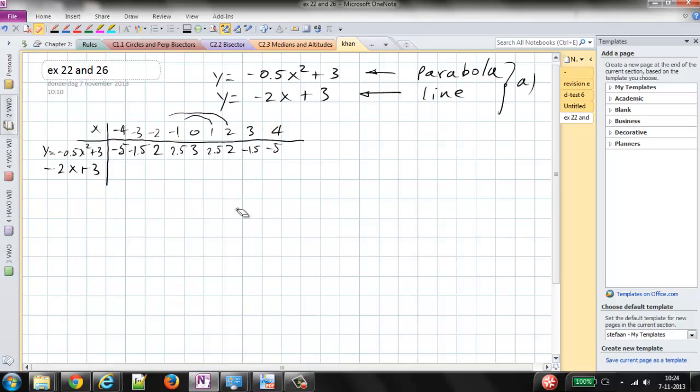I'm just going to erase this bit. Now I'll do the line. I've got minus 4 times minus 2 is 8 plus 3 is 11. Now I don't have to do all of them. I'll just do this at 4. I'll do the one at 0 also. 0 times minus 2 is 0 plus 3 is 3. And maybe the one at 2 as well. 2 times minus 2 is minus 4. Plus 3 is minus 1. And that should be enough to draw the graphs.